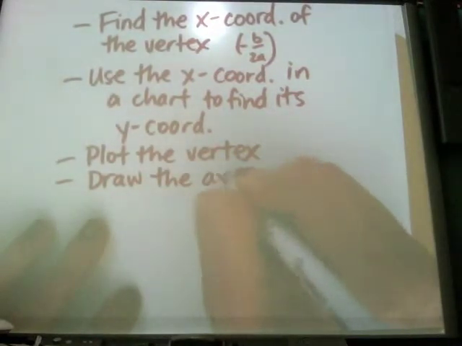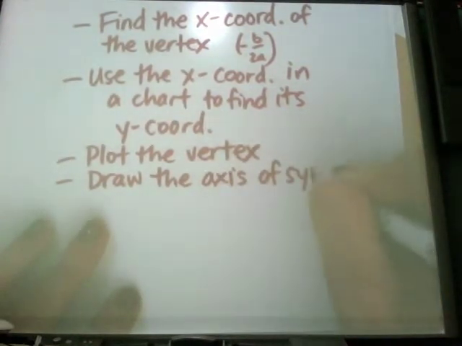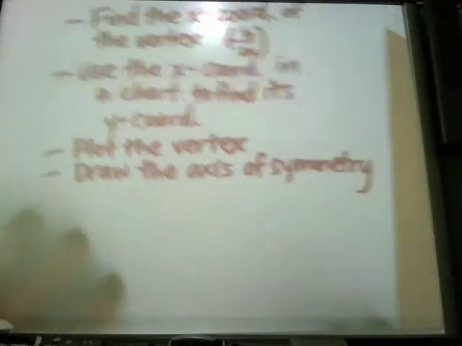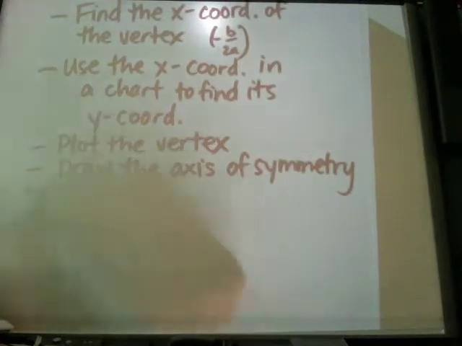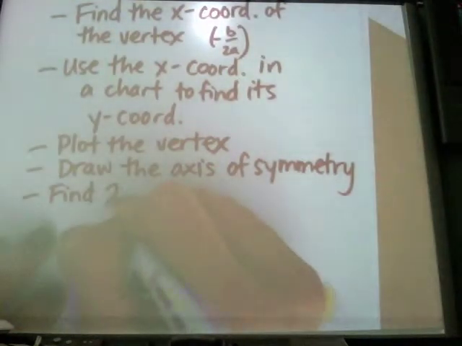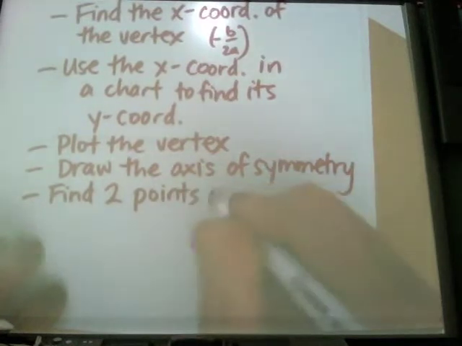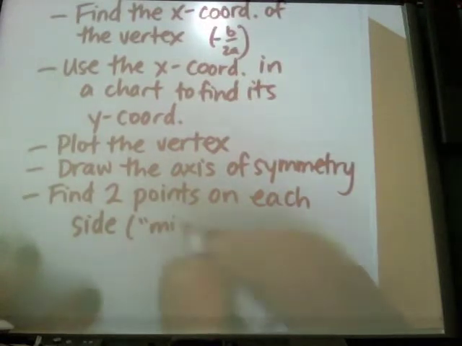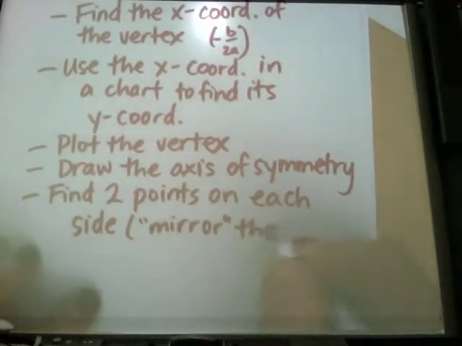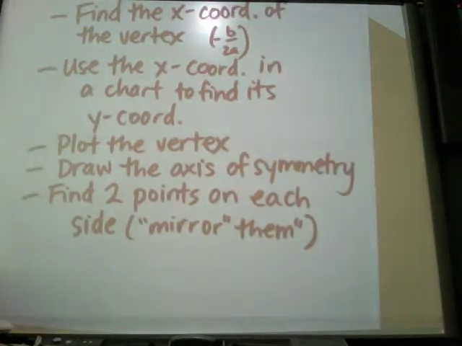Draw the axis of symmetry. Remember, that's going to help you not have to plot so many points. You just mirror. So plot the vertex point, draw the axis of symmetry through it. You're going to want to do a dashed line so you don't confuse it with the y-axis. Find 2 points on each side. And then I'm going to put in quotation marks, mirror them. So just like I did, I found 2 on the left and mirrored them on the right. It doesn't matter which way you go. You can mirror them around that axis of symmetry starting from either direction. Parabolas.